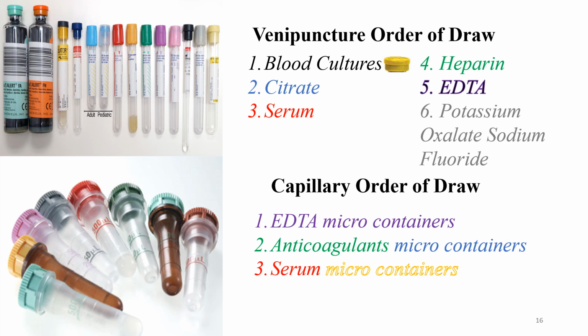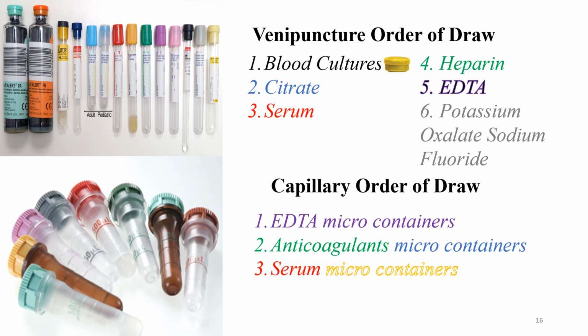And when we talk about the order of draw, what are we talking about? That you just don't take any color top tube, whatever you wish. No. These that you see here from 1 to 6 represent which tube goes first, which tubes go second. But when we talk about the order of draw, we have to remember that we have two types of order of draw. One is a venipuncture order of draw, and one is a capillary puncture order of draw. So they are not the same.